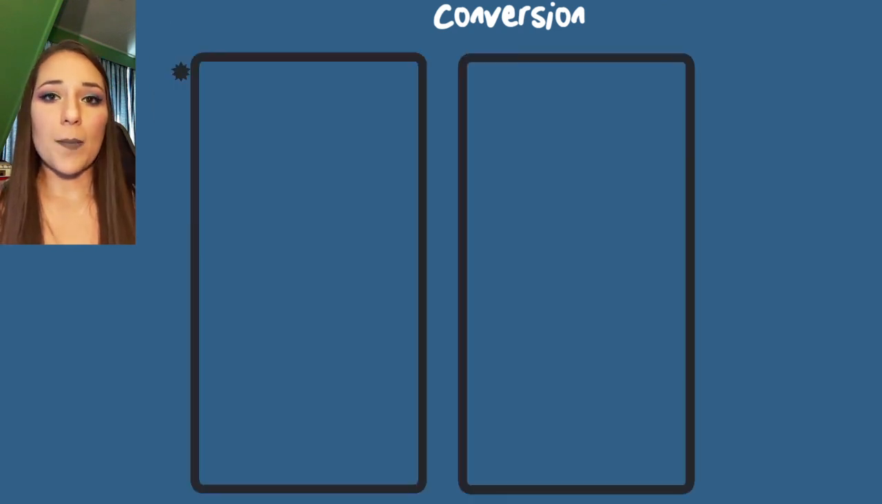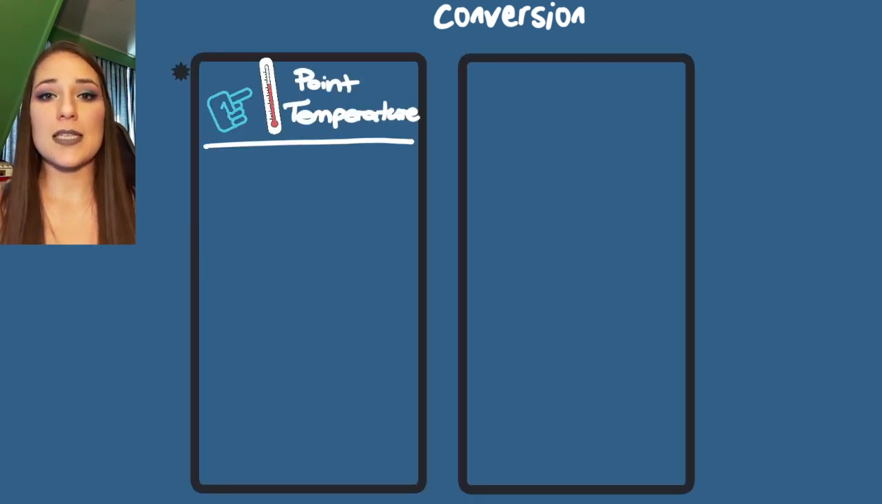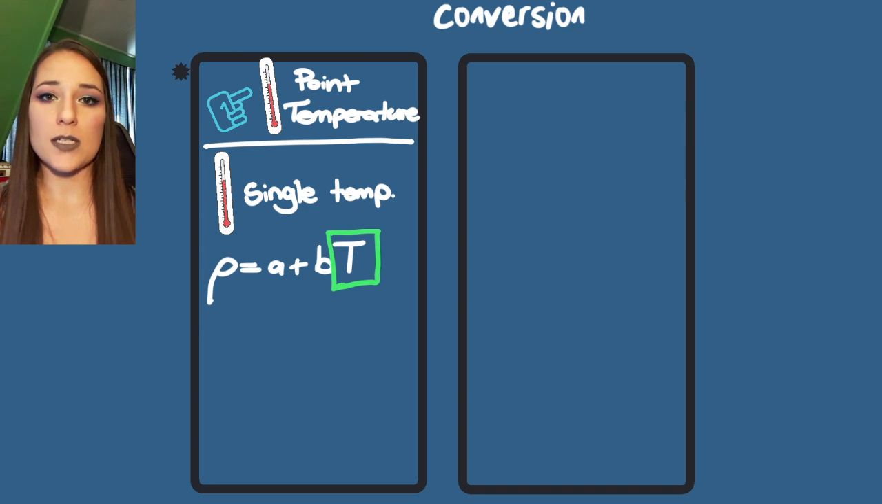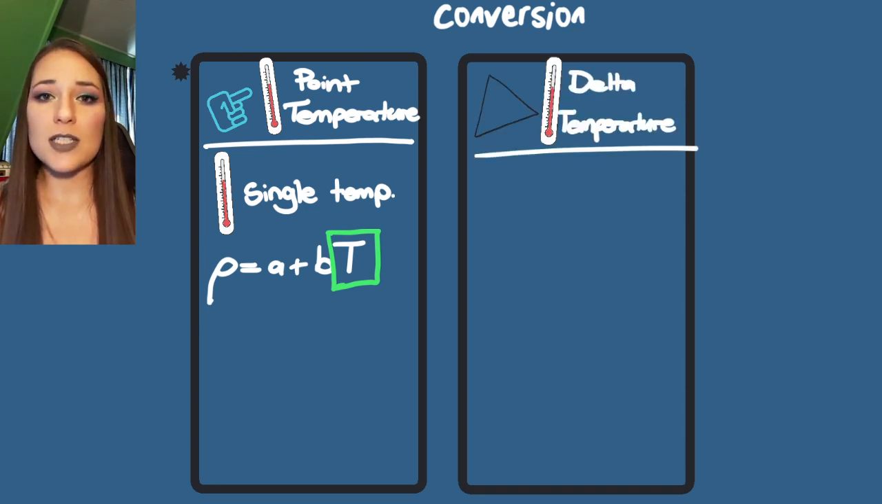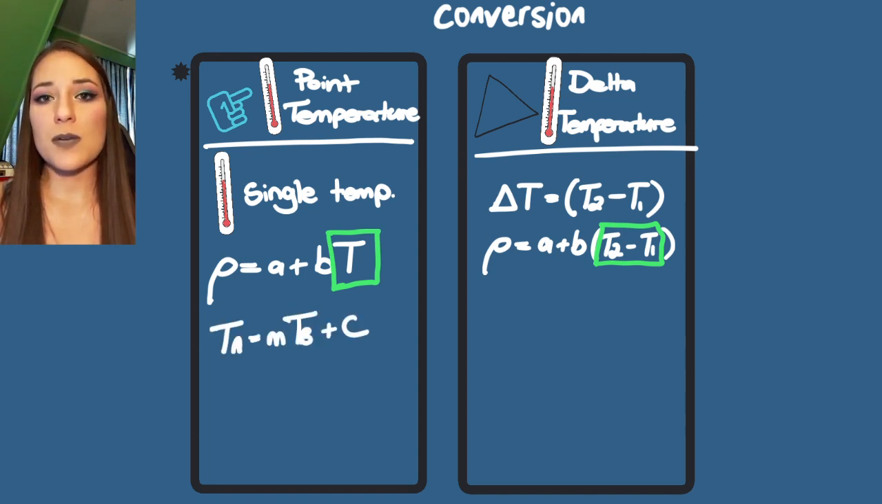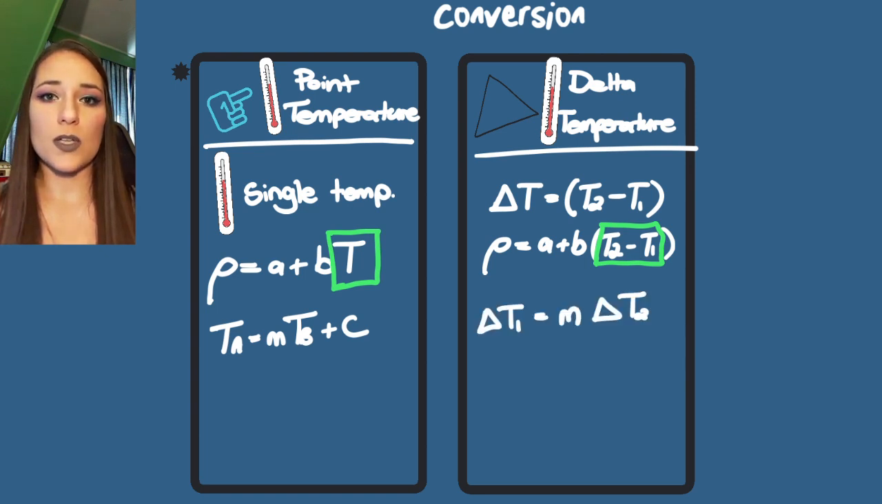So to recap, a point temperature is a standalone measurable temperature and is always represented by a standalone variable in an equation. A delta temperature is the change in two point temperatures and will always be indicated as such in an equation. Point temperatures are always converted using an equation that describes the relationship between the two temperatures. Delta temperatures are always converted using only the gradient change between the two temperature scales.